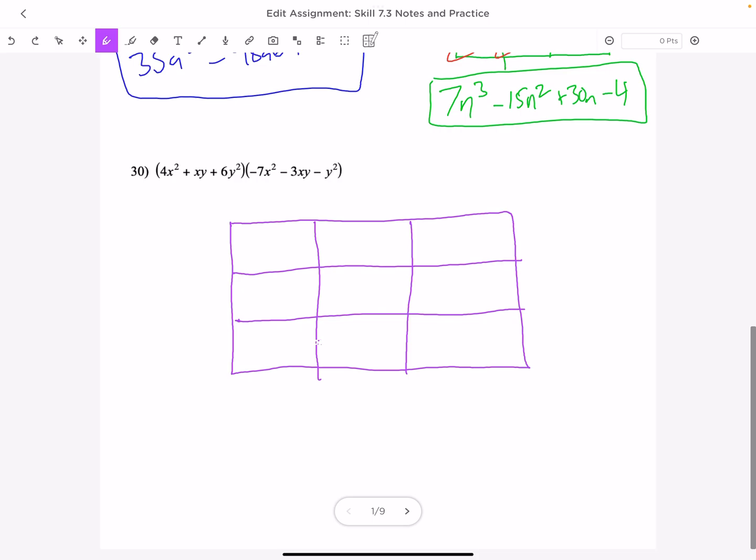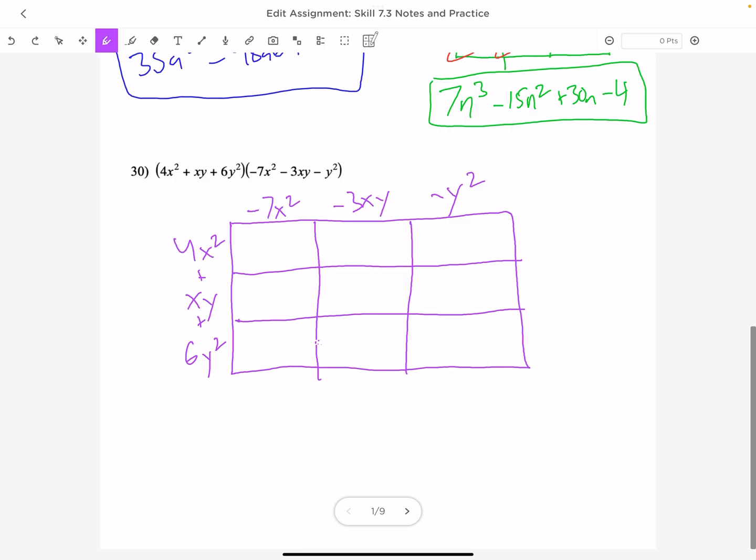And so across the top, I'll just do the second one, minus 7x squared, minus 3xy, and minus y squared. And then down, we have 4x squared plus xy plus 6y squared. You can add pluses there if you want. And so once again, we're just going to multiply each row and column, so this and this for the answer.